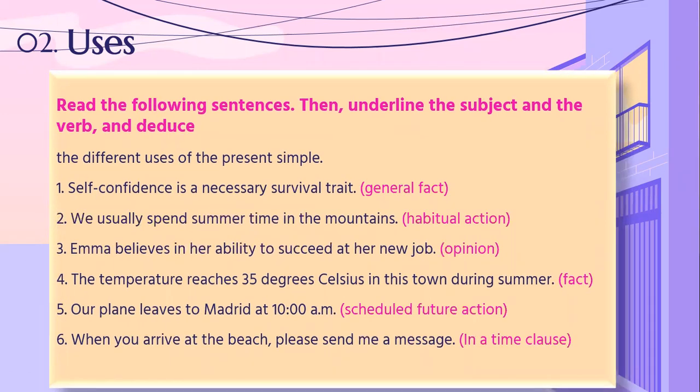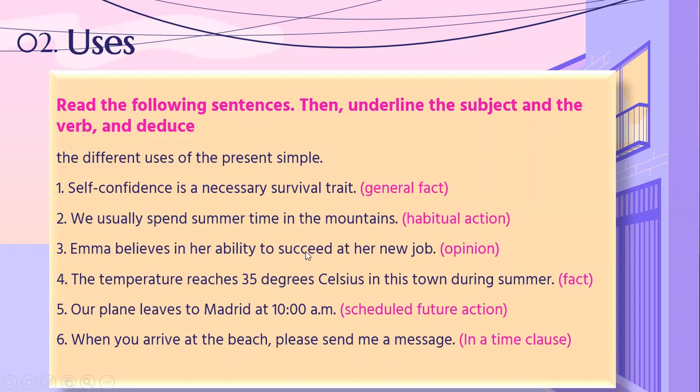So deduce from every sentence when or why we use present simple tense. Now on this slide, you have the uses. In the first sentence, self-confidence is a necessary survival trait. This is a general fact. So when we are giving a general fact, we use the present simple tense. The second one, we usually spend summertime in the mountains. This is a habitual action. Usually spend summertime in the mountains, habitual, like a habit, or we usually brush our teeth in the morning.